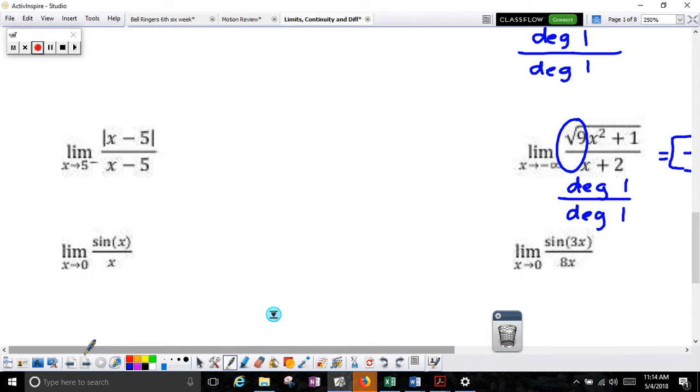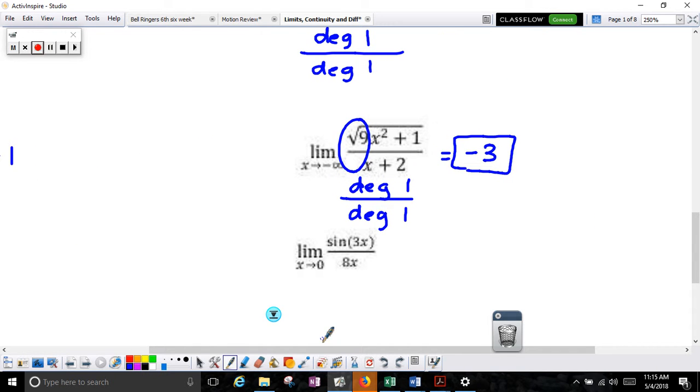Okay. On the left here, this guy, I could show you a lot of different ways, by graph, by writing this as a piecewise function, but it'd just be a good one to memorize that when you're approaching 5 from the left of this function, the limit is negative 1. If we were approaching 5 from the right, the limit would be 1. This is one I asked you to memorize. That one equals 1.